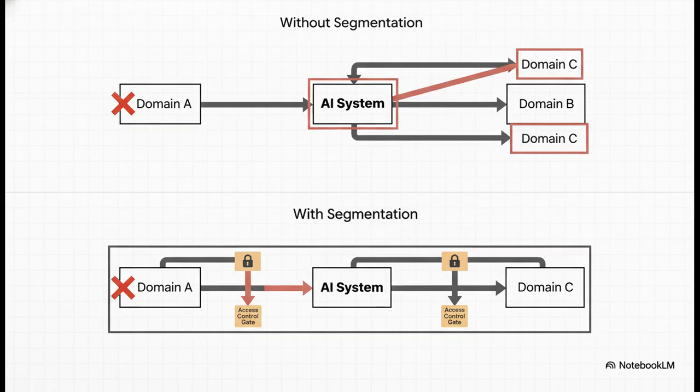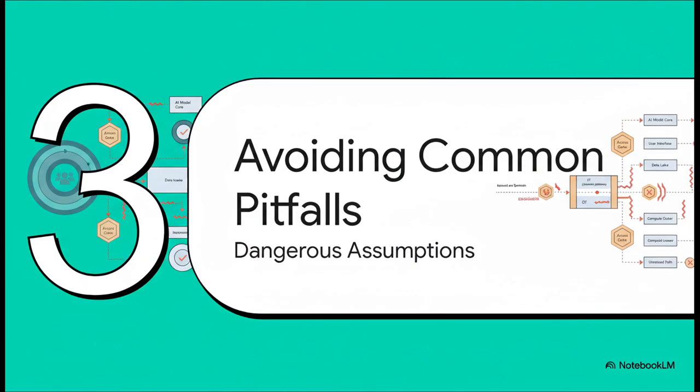Now, this is especially vital for AI. Why? Because AI models are designed to pull in data from all over the place. Without strong segmentation, that AI system becomes a super connector for risk. A failure in one area could be amplified and spread to every other area the AI touches. Segmentation stops that cold.